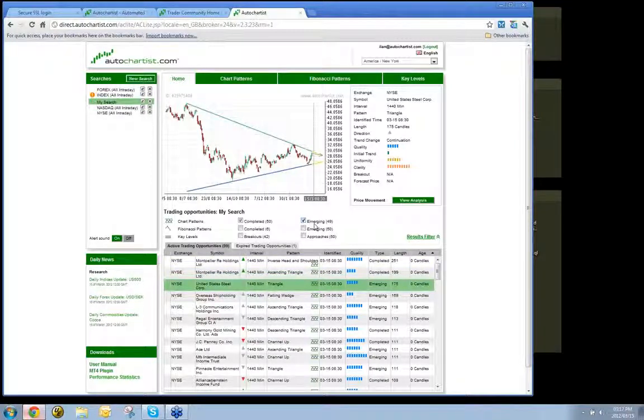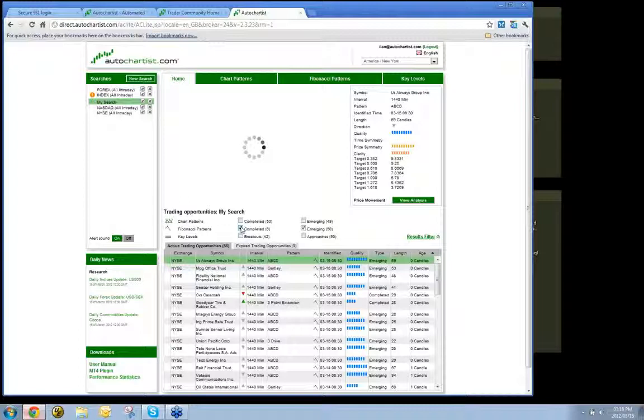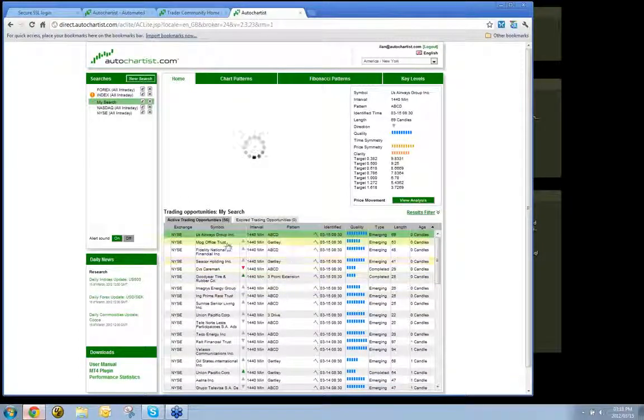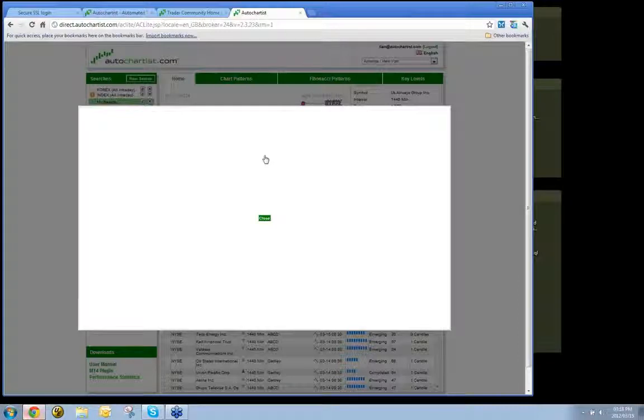What I'm going to do now is show you similar concepts for both Fibonacci patterns and key levels. Let me turn on the Fibonacci patterns and switch off the chart patterns. Now let's wait for an emerging ABCD pattern to come up on US Airways. Let me make that slightly bigger, and let's see what it's actually saying to us.